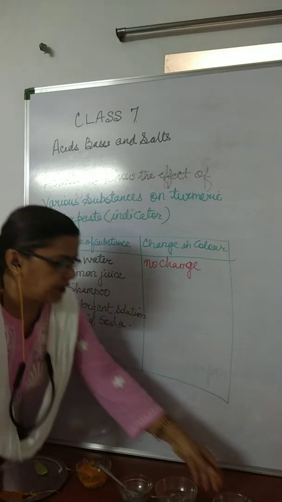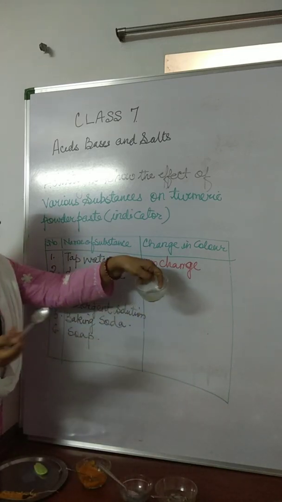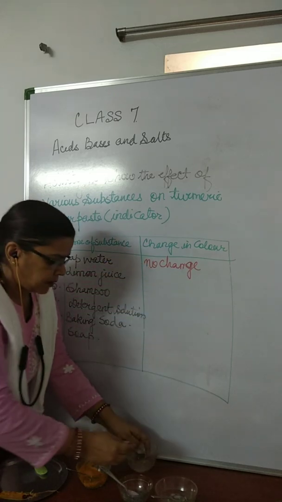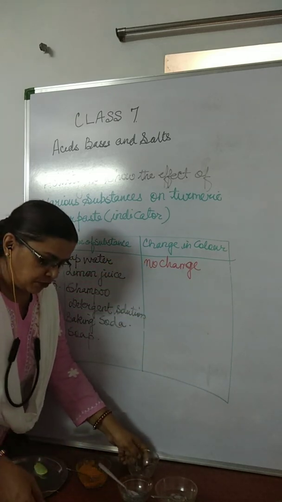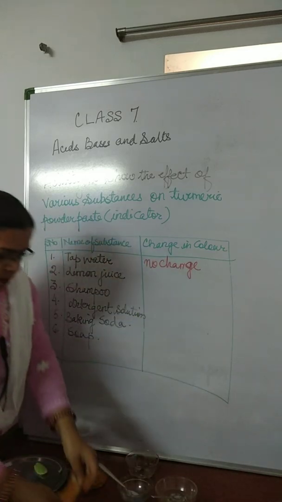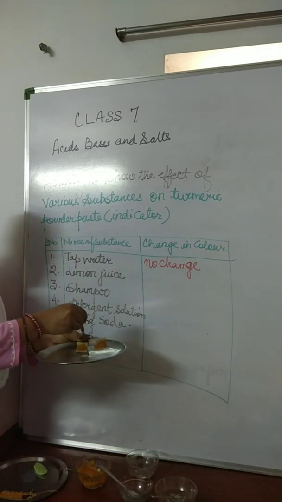Now we will be having lemon juice. I have already prepared this lemon juice. I just extracted it. Now you know the taste of lemon juice. I will take another strip. I am going to add the lemon juice to this strip.